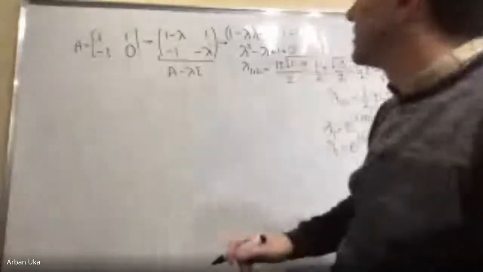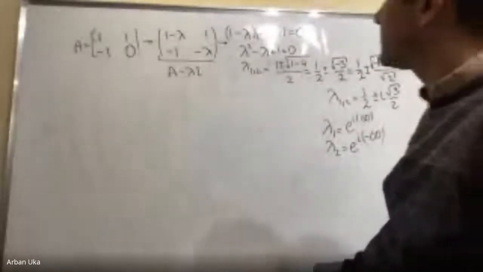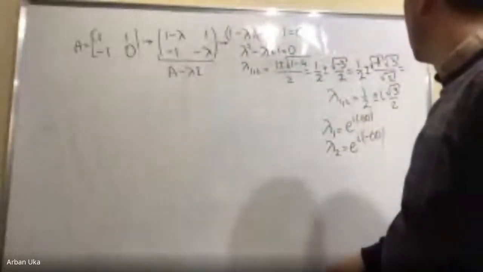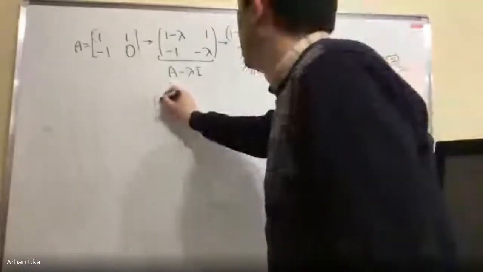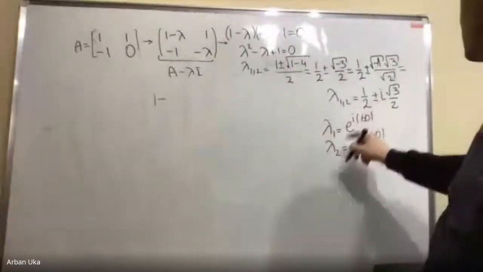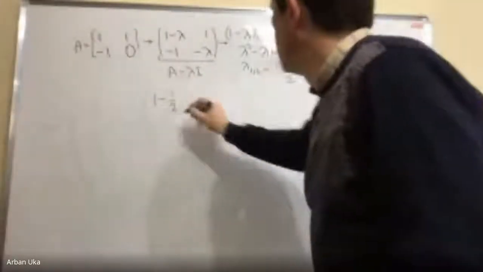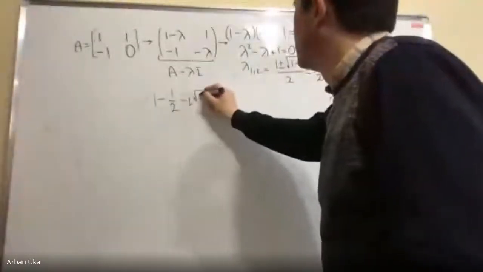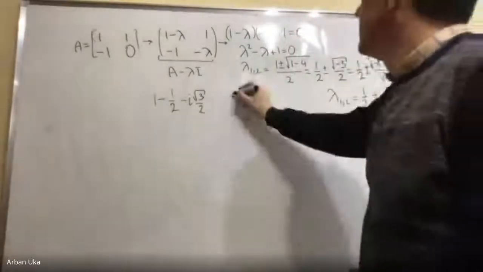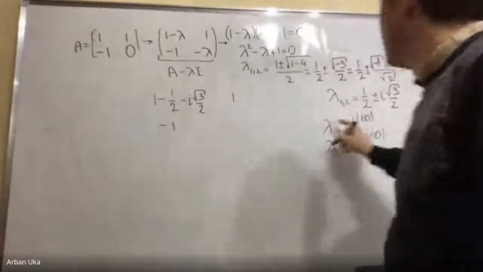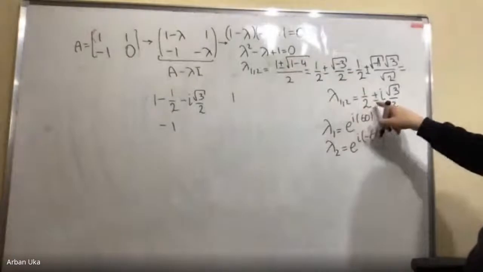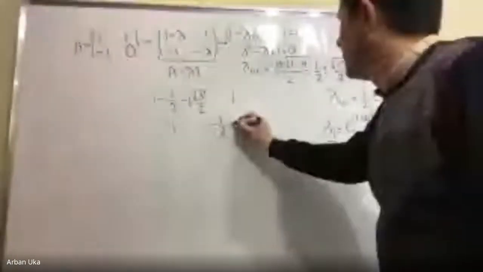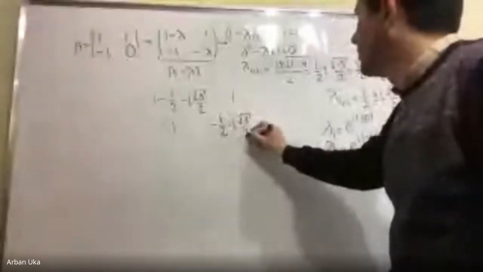How do we find the eigenvectors? We use a similar trick. Here, we substitute one of the eigenvalues. So 1 minus, let's subtract the first one, minus 1 over 2, minus, because it's minus, minus i square root of 3 over 2. Then here we have 1, minus 1, and this is going to be minus lambda, minus 1 over 2, minus i square root of 3 over 2.